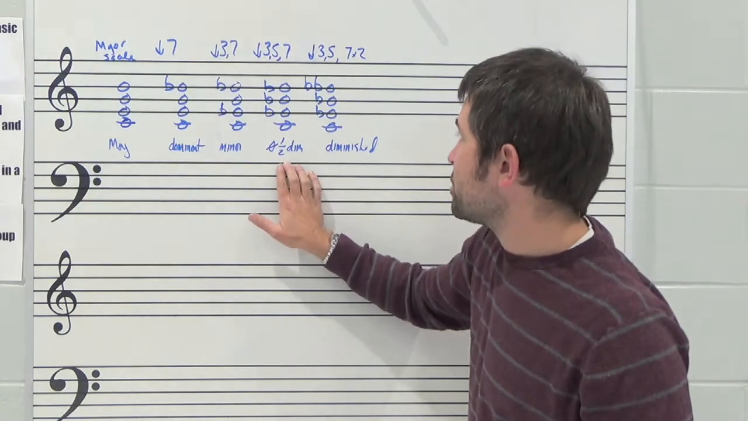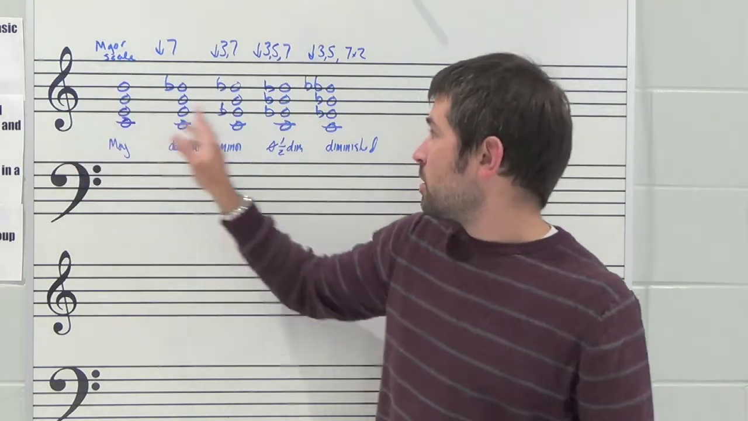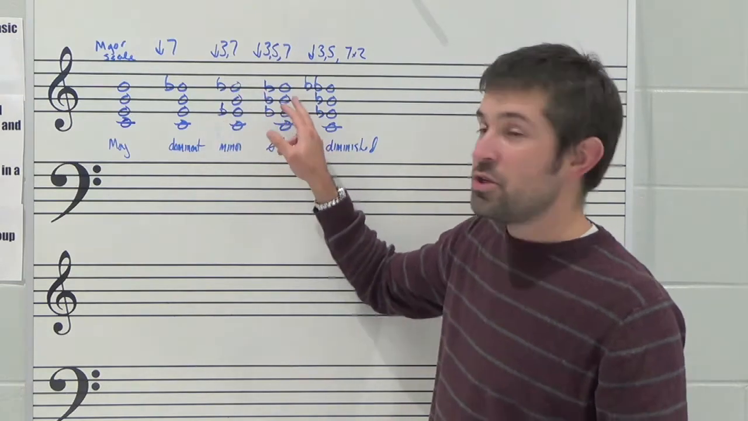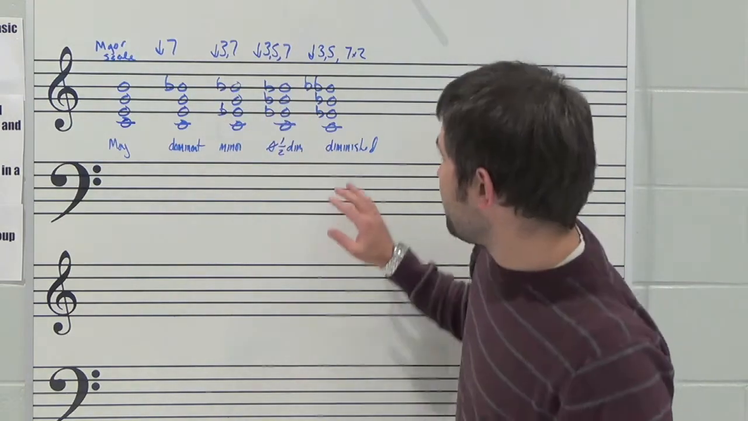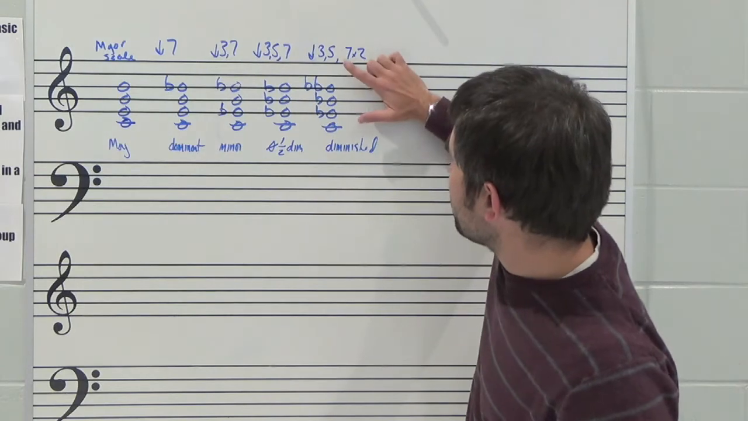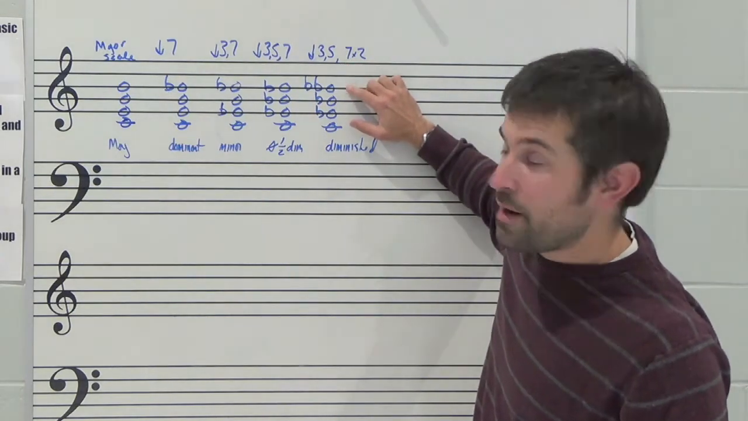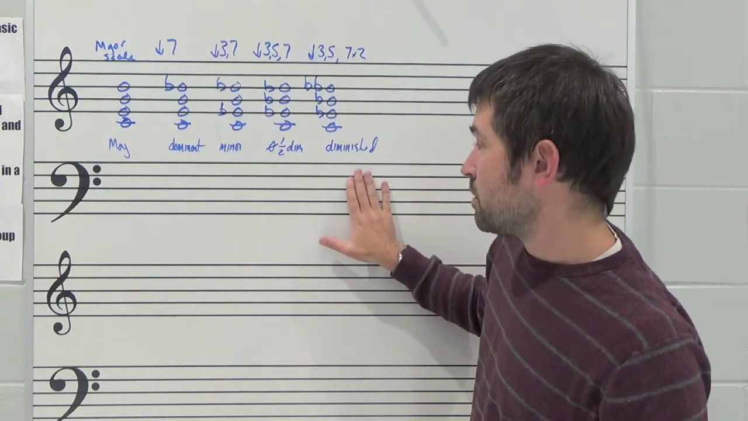Our half diminished, compared to the major, has a lowered third, a lowered 5th, and a lowered 7th. So an E flat, a G flat, and a B flat. And then our fully diminished has a lowered third, a lowered 5th, and a double lowered 7th. So two half steps lower on the 7th, and that's our fully diminished.